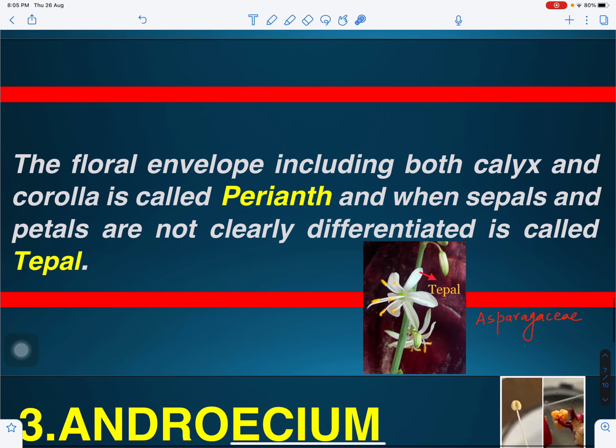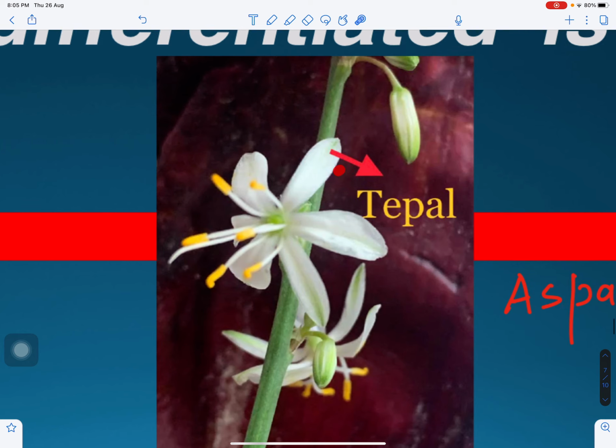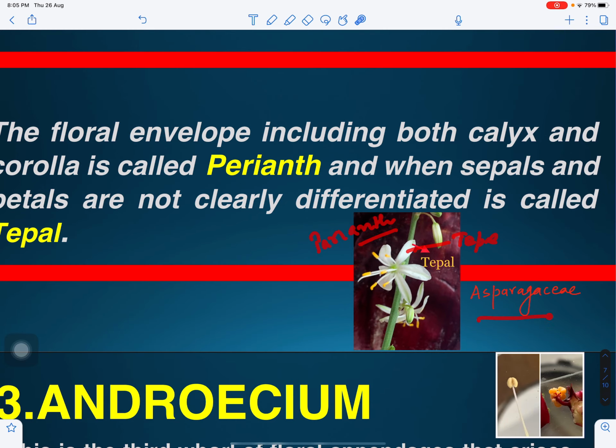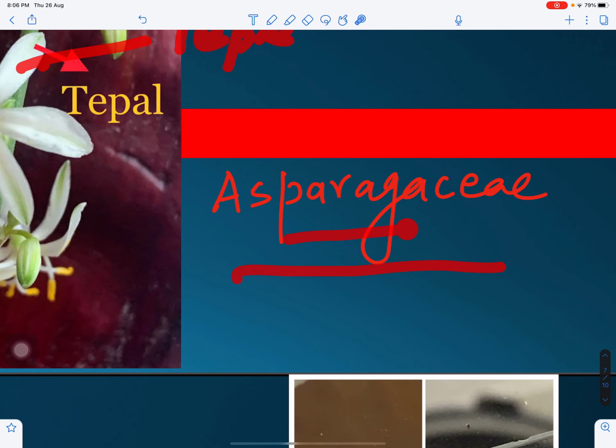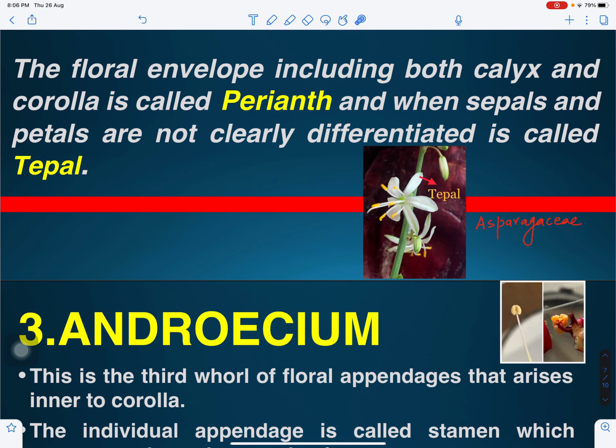This makes the flower attractive. Sometimes there are not sepals, not petals, but some other thing is there which doesn't show any distinction between sepal and petal, and then this part is called as tepal. This is called as tepal, and collectively this is called as perianth. Usually this is found in members of family Asparagaceae. Asparagaceae family has tepals. So we can see here in the flower tepals.